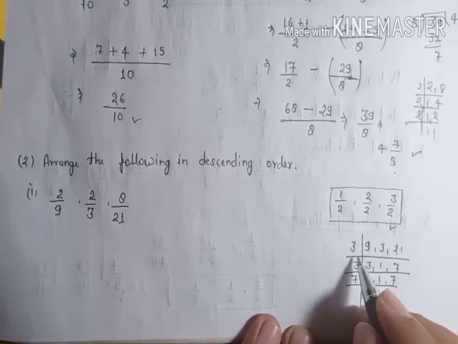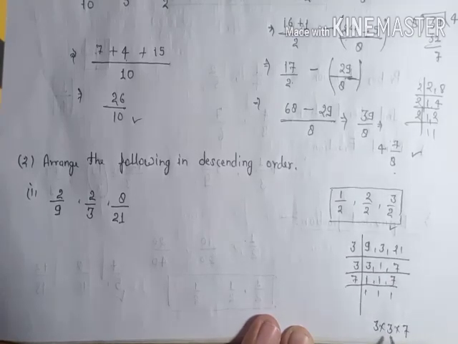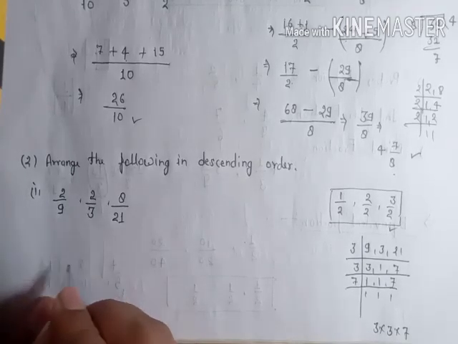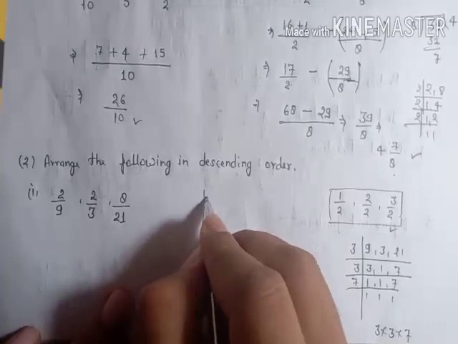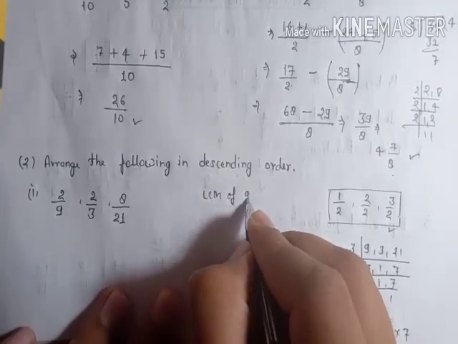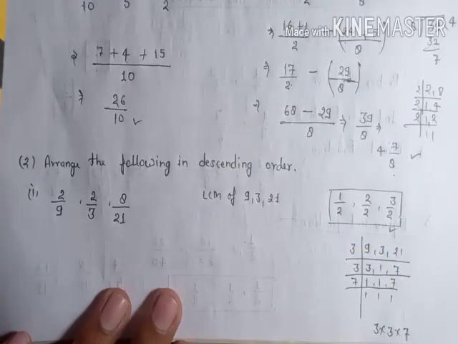Now multiply all these numbers. So 3 into 3 into 7, 3 3s are 9, 9 7s are 63. So 63 is the LCM of 9, 3 and 21.